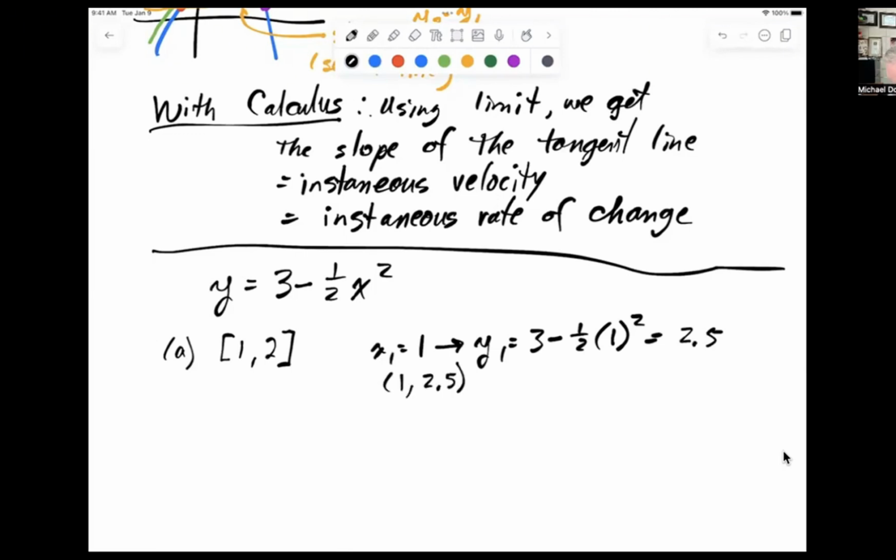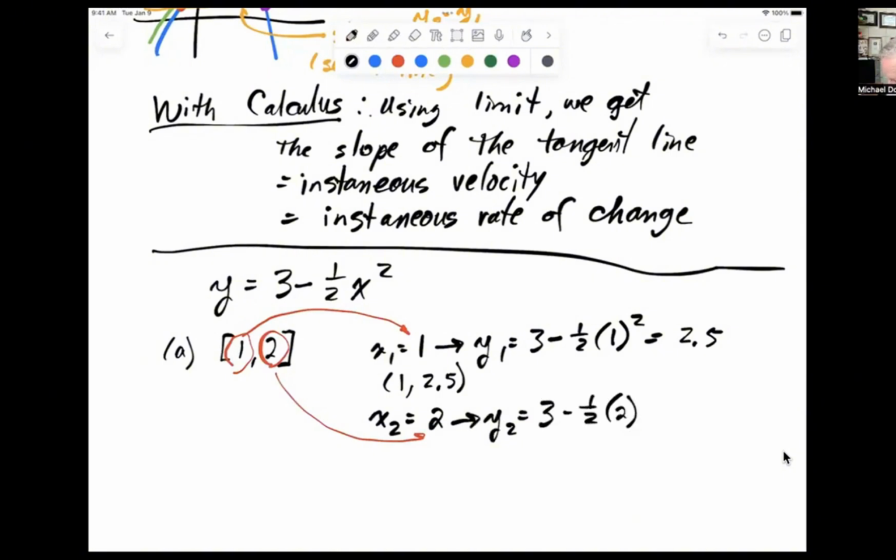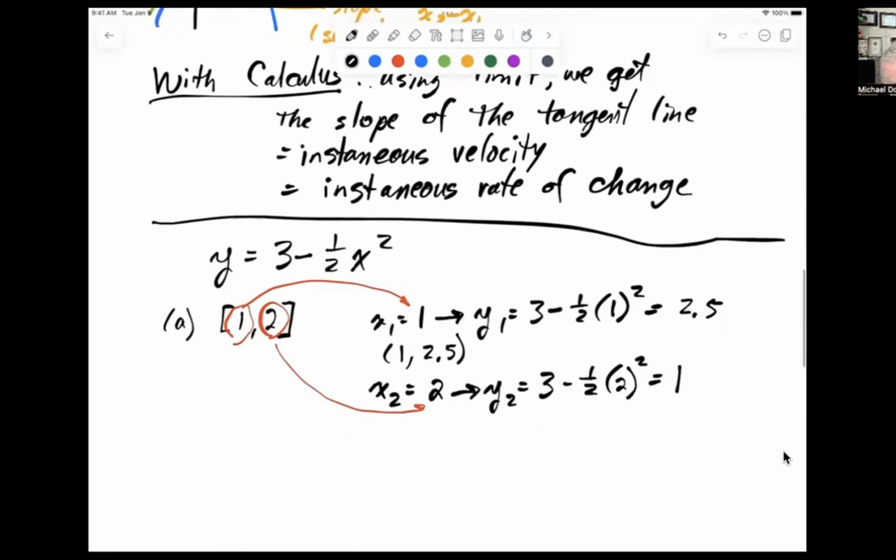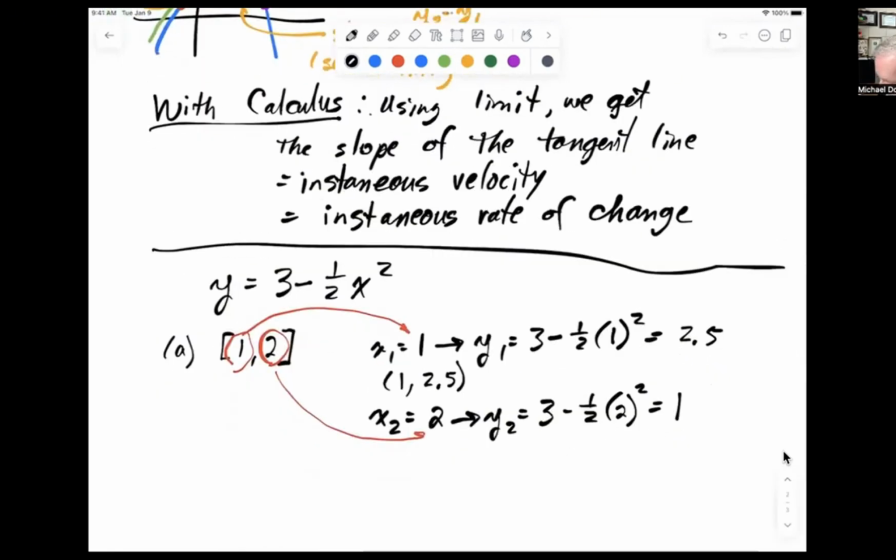And then I take my second point, x value, which is 2. Just to make sure this is clear, this 2 is this. And then what's y2? Well, I take the same equation, 3 minus 1/2 x squared, and I put in 2 for x this time. And when I do that, I end up with a value of 1. So I want to find out what the average velocity is. The average velocity equals y2 minus y1 over x2 minus x1.